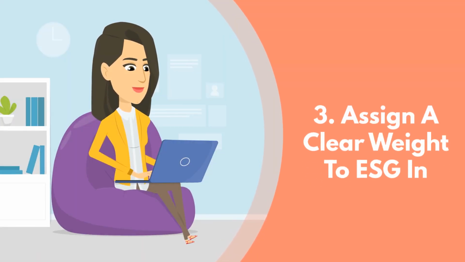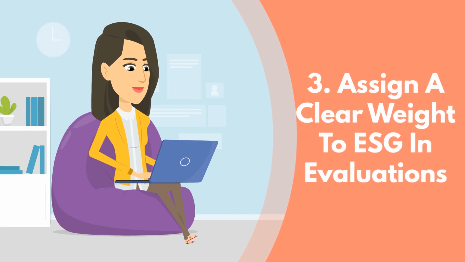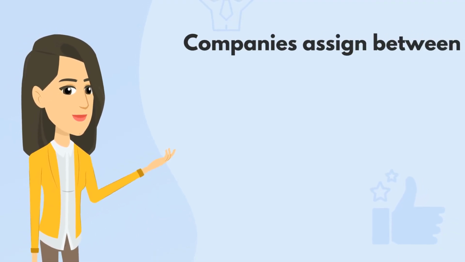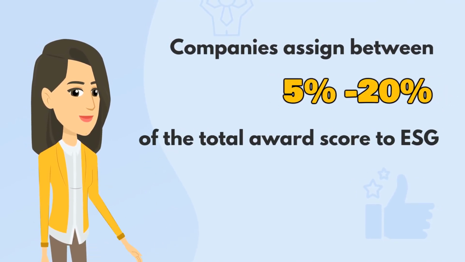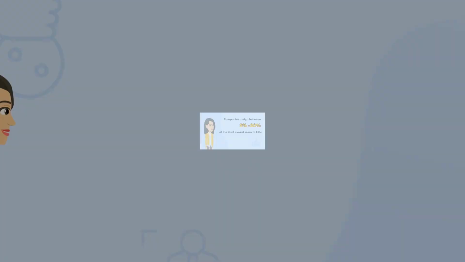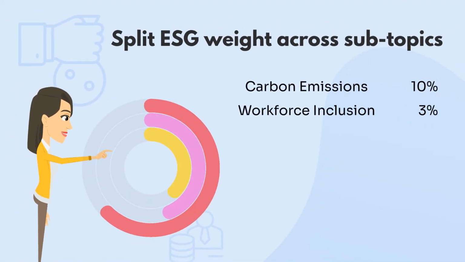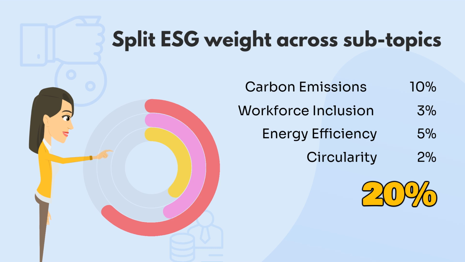3. Assign a clear weight to ESG in evaluations. Once you've selected the ESG criteria, give them a proper weight. Commonly, companies assign between 5% and 20% of the total award score to ESG. You can also split that ESG weight across subtopics like carbon emissions, workforce inclusion, energy efficiency, or circularity, depending on the nature of the contract.